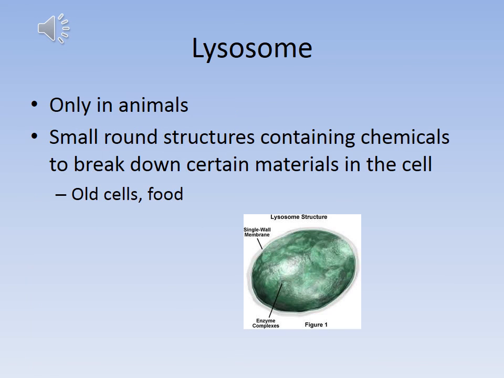Lysosomes are only found in animal cells. They're small round structures that contain chemicals that will break down certain materials in a cell. They can break down food so that it can be used to release energy. They can also break down old cell organelles, old cells, or waste material.